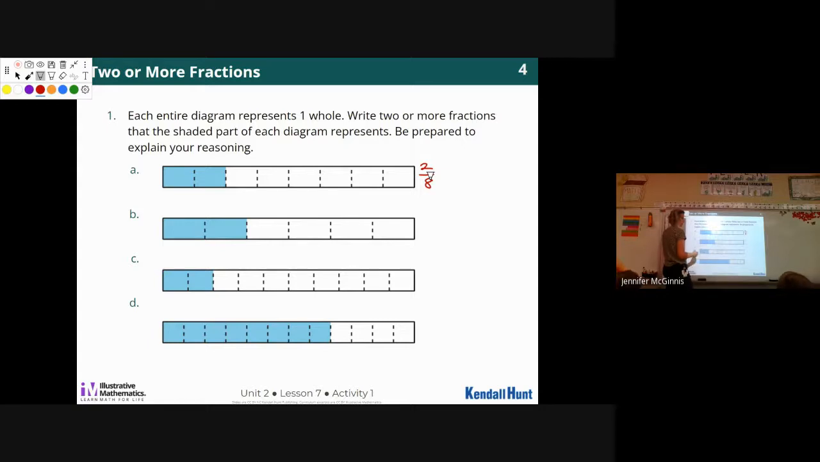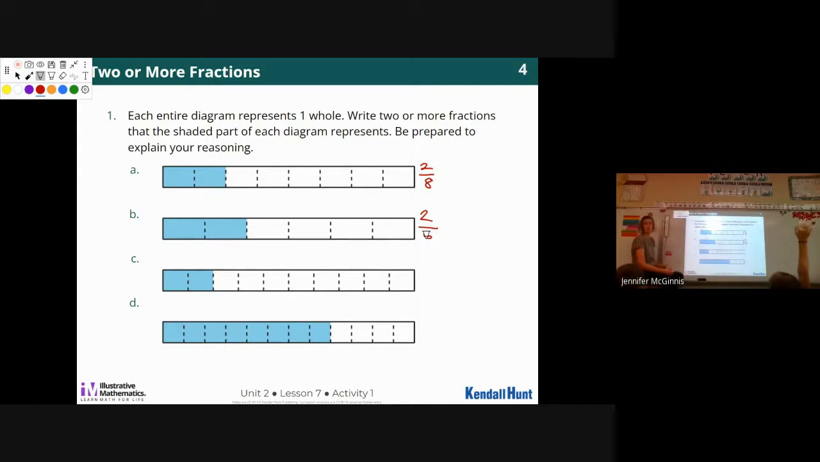Yeah, you do. Denominator is the total amount of equal parts. What is the total amount of equal parts here? 6. And how many are shaded? 2. Very good. Don't quit on me. I won't leave you. Right?